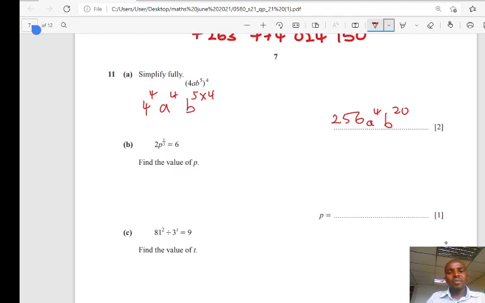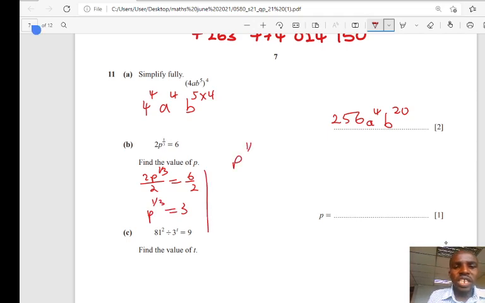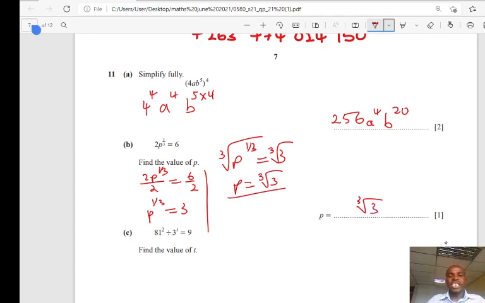Next, part B. This one is an equation involving indices. Find the value of p. First thing, divide by 2. It will be 2p to the power 1 over 3, over 2, is equal to 6 over 2. Then it will be p to the power 1 over 3 is equal to 3. Now I want to get rid of the power 1/3. How can you get rid of this power 1/3? You put cube root on both sides. So p will be equal to the cube root of 3. You can just put cube root of 3 if it's exact. If not exact, then you have to leave your answer correct to 3 significant figures, right?